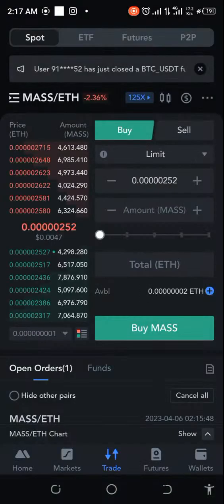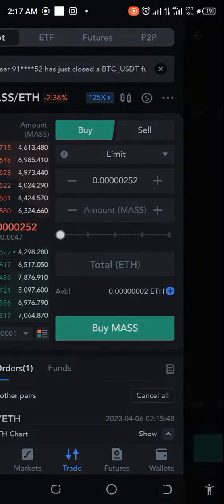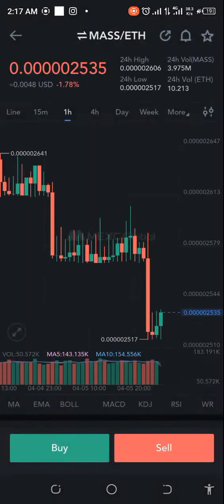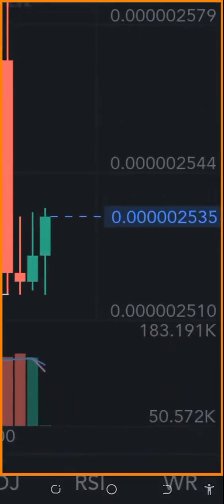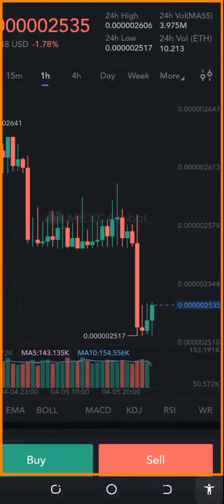Okay. So we will check the chart and see what it is looking like. Let's look at the chart. It's actually pumping. It's actually pumping. That means that we really need to go back a little downwards because it's 2535 now.